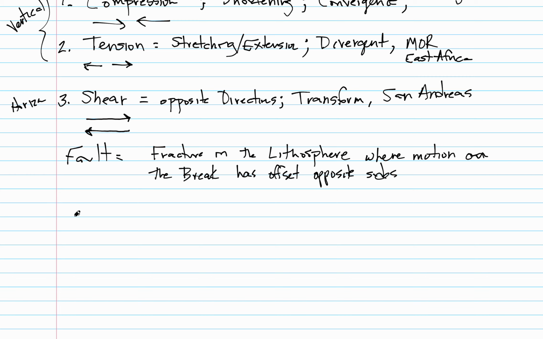Some phrases we could put here. So a fault, even shorter definition, offset rocks. We could also say, it is a good word, maybe harder if you're learning English, juxtaposed rocks. Juxtaposed means two things set next to each other that shouldn't be. Another word associated with faults is this word displacement.